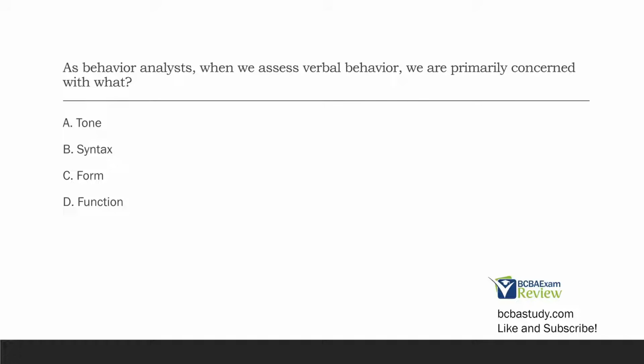As behavior analysts, when we assess verbal behavior, we are primarily concerned with what? So when we're talking about verbal operants, what's the most important piece of a verbal operant or a verbal behavior in ABA? And it's really the same thing as all behavior in ABA. What is the number one thing we're looking for? Is it tone or syntax? No, we're not really concerned with that. We're not speech therapists, right? We're not worried about the tone or the syntax of the verbal behavior, okay? So it really is with form and function.